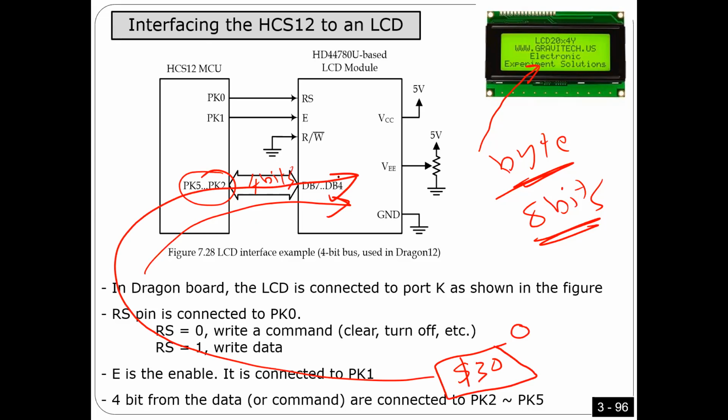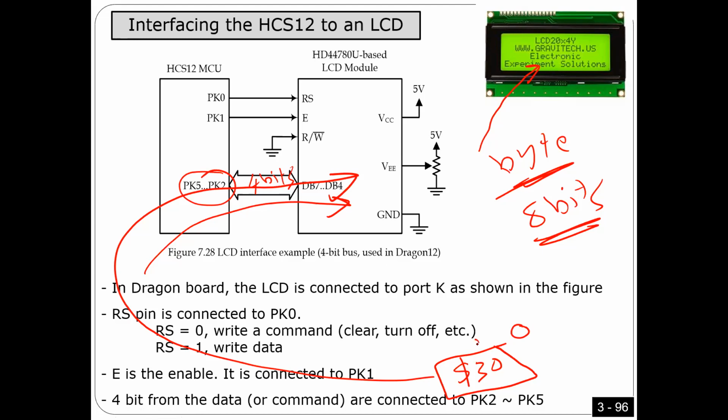But that doesn't make sense. Why? Simply because this one here is a byte, 8 bits. However, here we have 4 bits, 4 pins. So how can I send 8 bits through 4 pins? Yeah, you are right. This is a very good observation. The way you are going to do that, guys, is I'm going to do it twice.